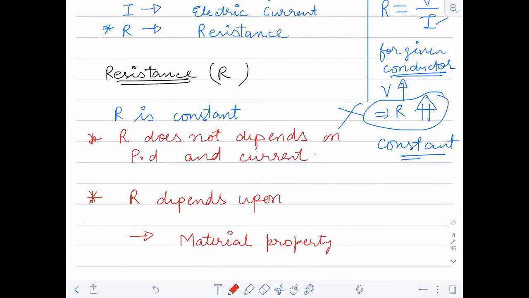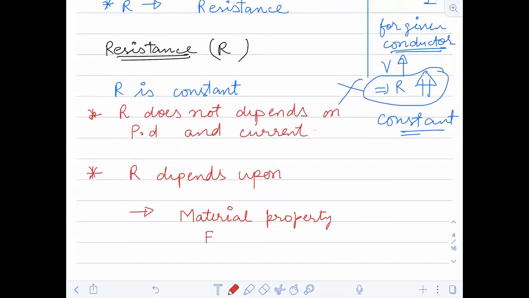Material property means, suppose I say, just take two examples. One I'm taking silver and one I'm taking iron. I'm taking two metals here, silver and iron.